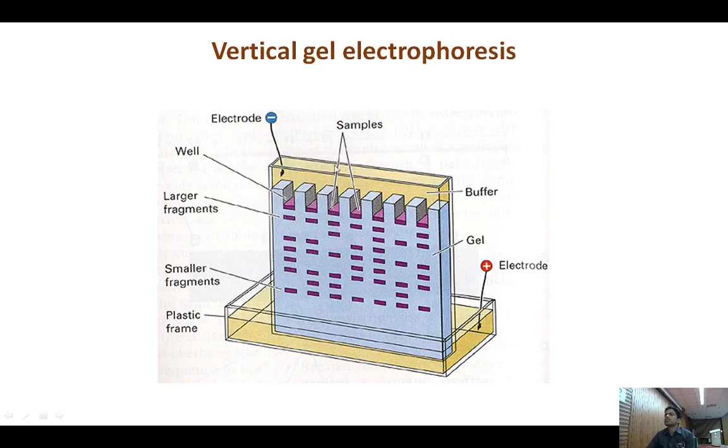So vertical electrophoresis will look like this. Sample you will keep here, and because now all the proteins have equal negative charge, it will separate based on the size.